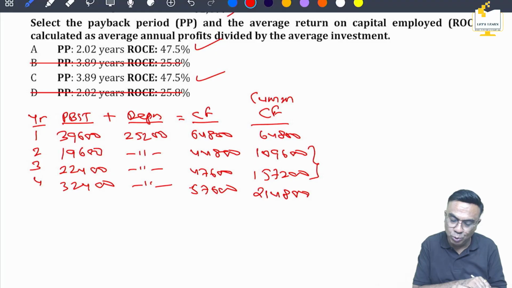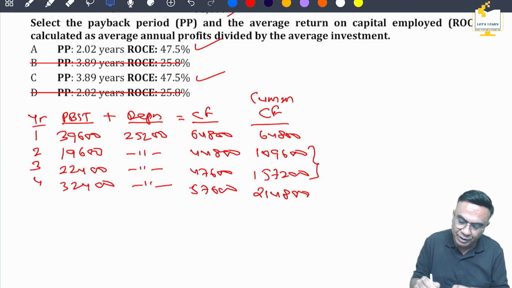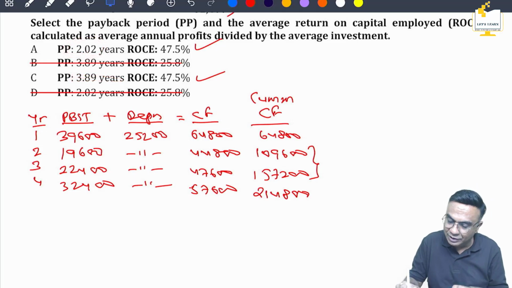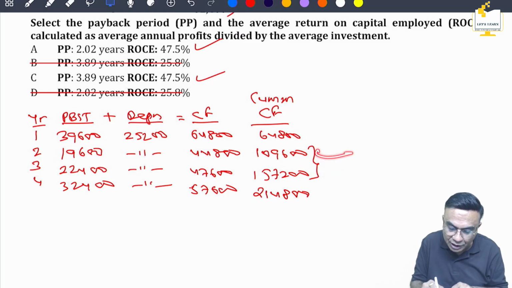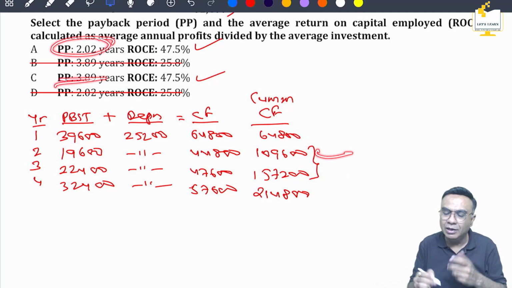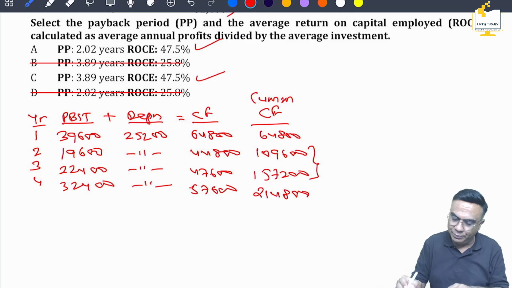So your answer is 2 point something, that is for sure. So obviously this cannot be the answer. Your answer is between 2 and 3. So the answer is 2 years and a few months. This cannot be the answer, 3.89. But still, let us calculate now.